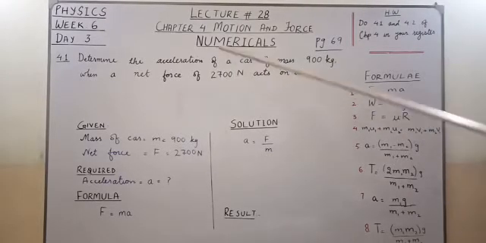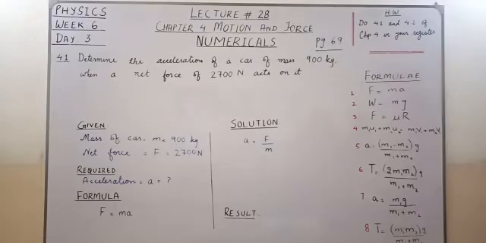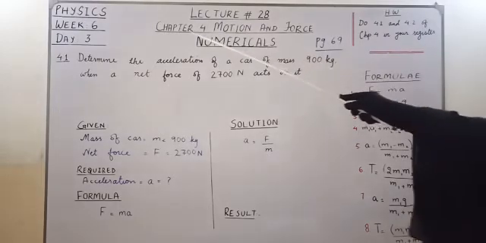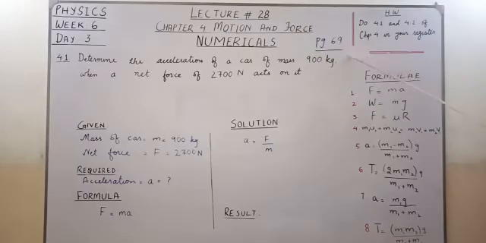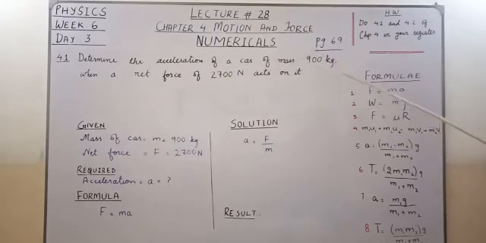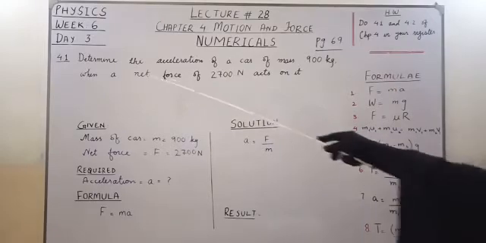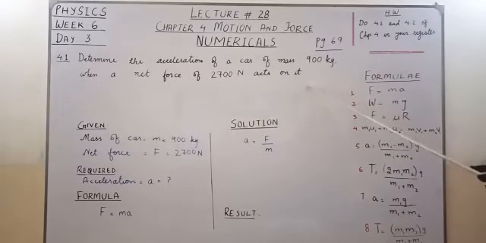Welcome to physics class. This is lecture number 28. Today we are going to start the numericals of chapter number 4, that is motion and force, given on page number 69. The first question is, determine the acceleration of a car of mass 900 kg when a net force of 2700 Newton acts on it.